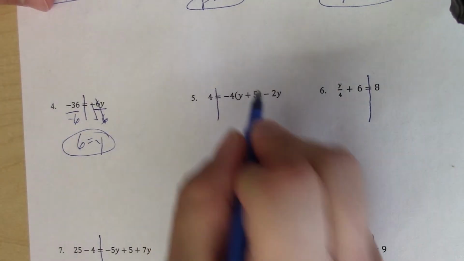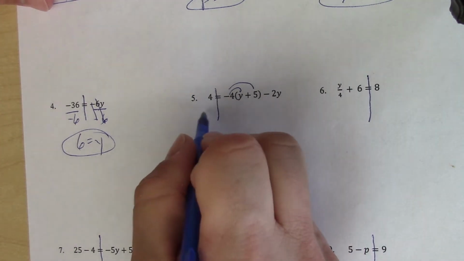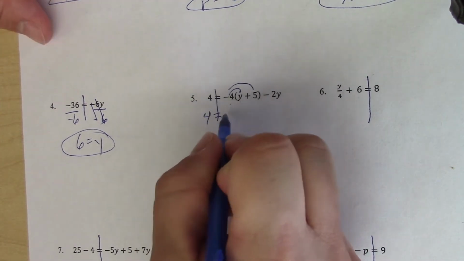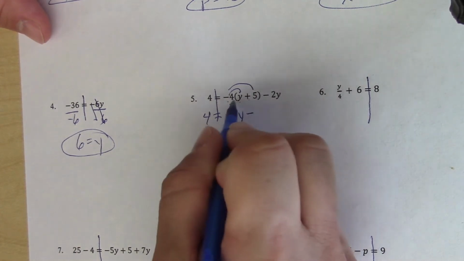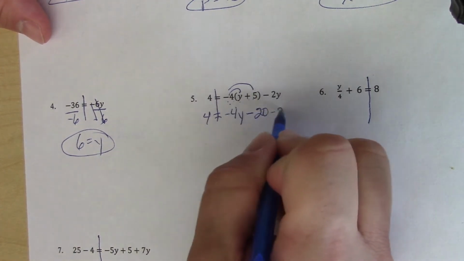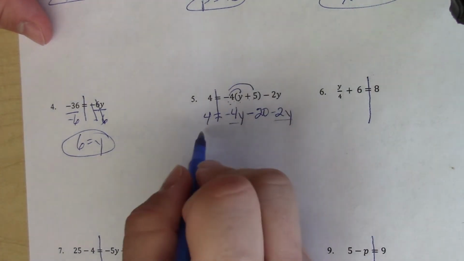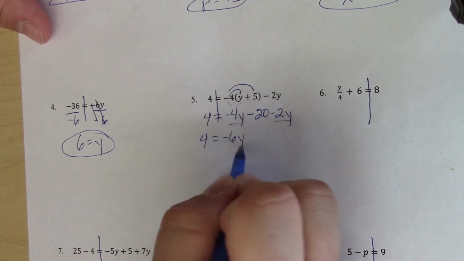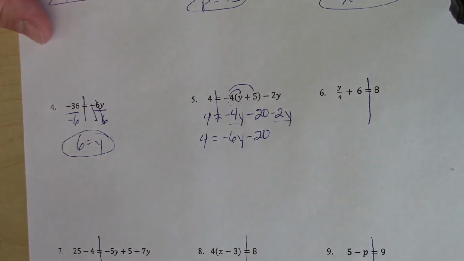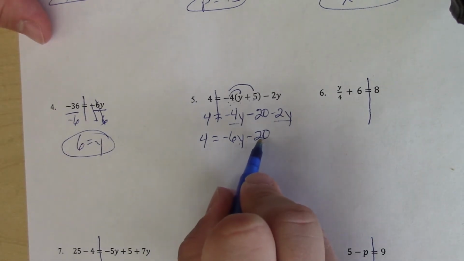And number 5, whenever I see parentheses, I want to distribute. Okay, so I got 4 equals, negative 4 times y is negative 4y, a negative times a positive is a negative, 4 times 5 is 20. Minus 2y. Then I look and see, I can combine these two. 4 equals, well, negative 4 and negative 2 is negative 6y. Okay, I cannot combine these two. One's got a y, one doesn't, so don't tell me that's 14y.